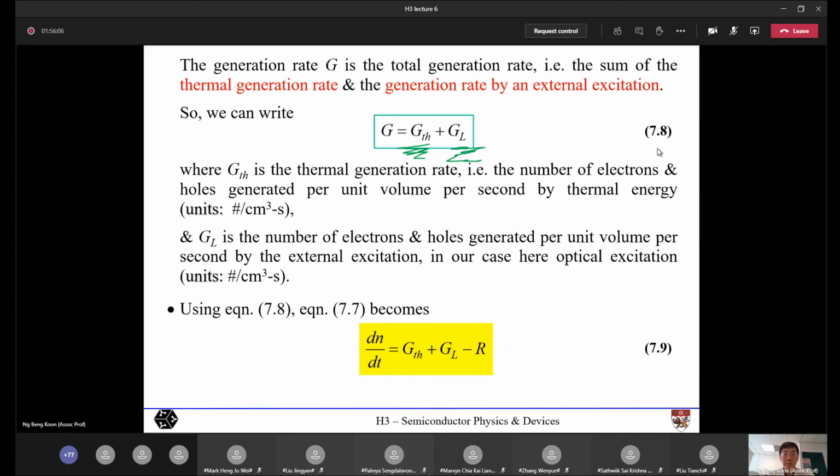Okay, and so we put that into the equation. Then our rate equation is simply written as dn/dt equals G_TH plus G_L. That's the generation rate, and the recombination rate, the process that reduces the number, is just one. It's recombination, so it's just minus R. Okay, so we can make use of this rate equation to derive how the carrier concentration will change in the semiconductor with respect to time, for the scenario that I mentioned just now.